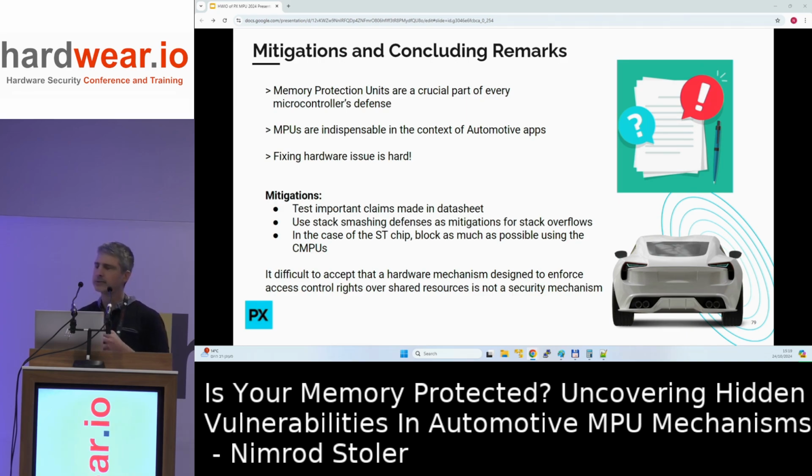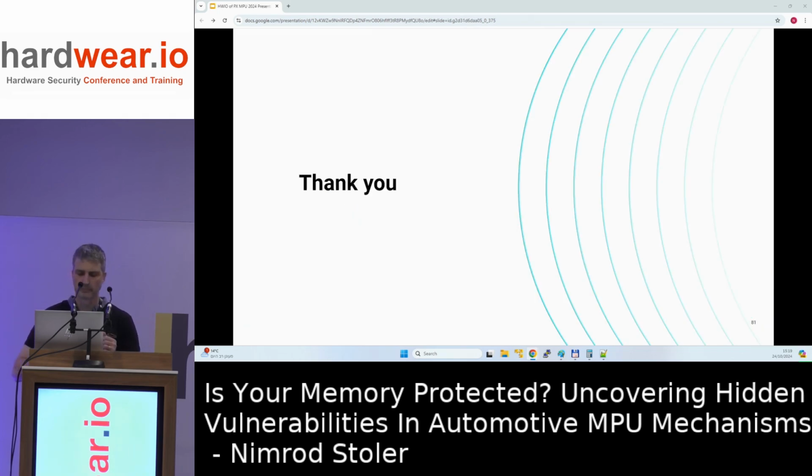It is therefore extremely difficult for us to accept NXP and STMicroelectronics' claim that a hardware mechanism designed to enforce access control rights over shared resources, such as the memory protection unit, is not a security mechanism.